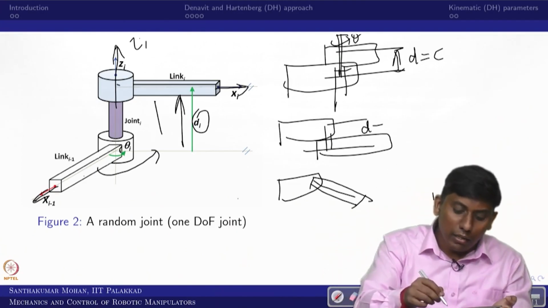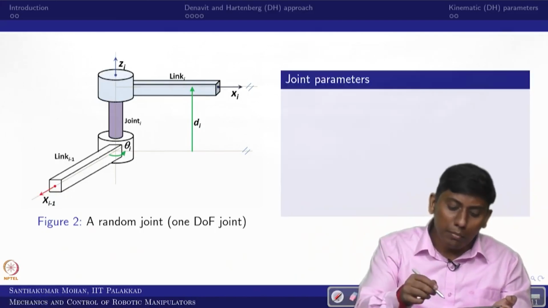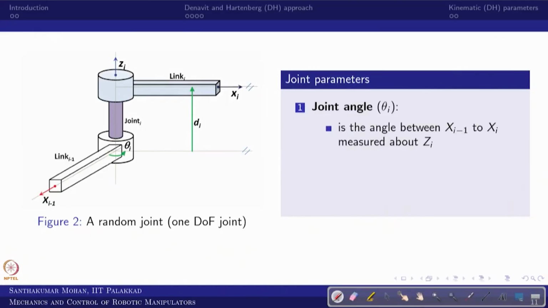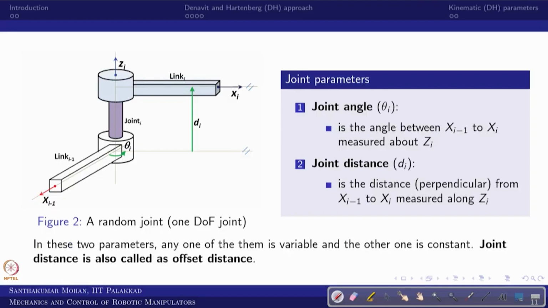Here we are referring everything with respect to z i. So joint parameter one is the joint angle, which is the angle between x i minus 1 and x i measured about z i, as given here. The second one is the joint distance, which is the distance between x i minus 1 and x i measured along z i. These two are important. Sometimes the joint distance is called offset distance because it offsets the planes.